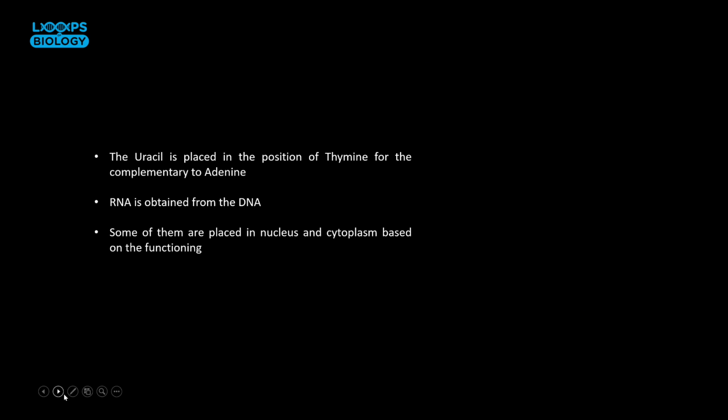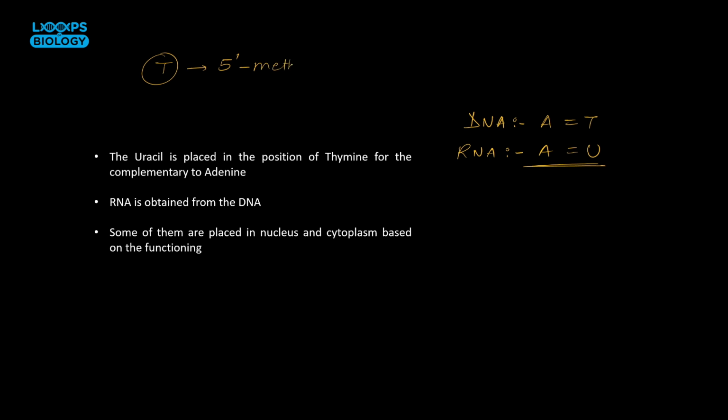So let's move to the next part, that is uracil is placed in the position of thymine, complementary to adenine. In case of DNA, adenine was bonded with thymine, but now in case of RNA, the thymine is replaced by uracil. This is one of the main differences. Thymine is also called 5' methyl uracil. Uracil and thymine have only one difference in their structure: on the 5' carbon there is a methyl group.